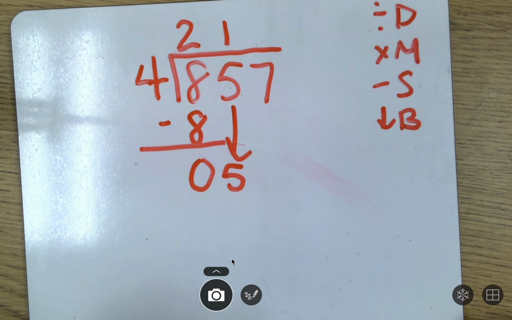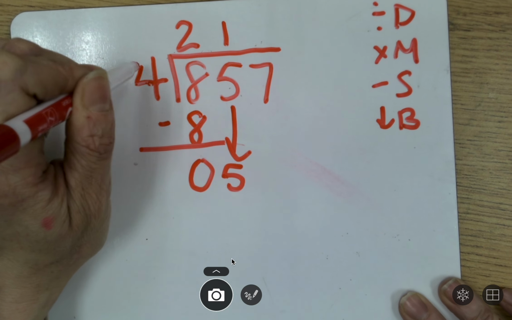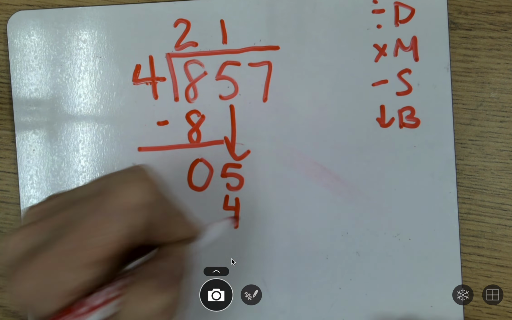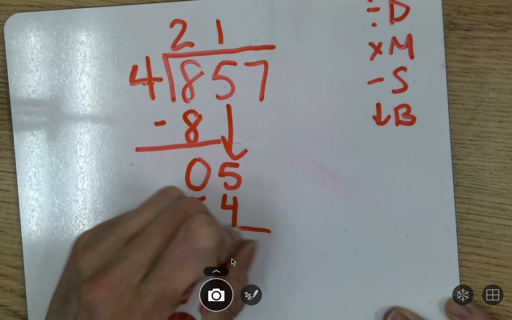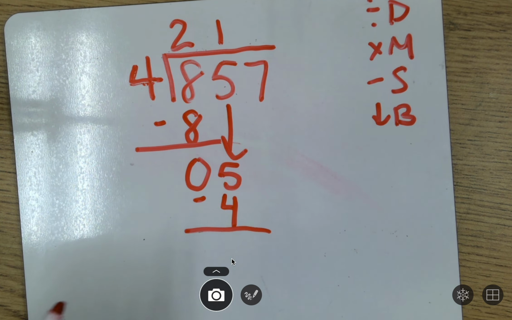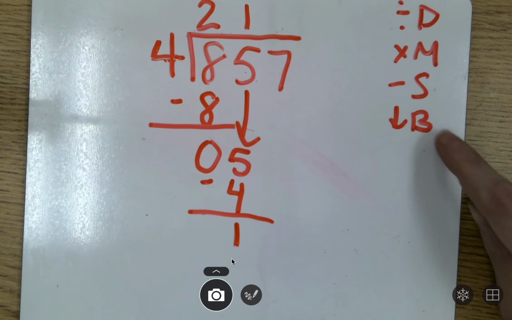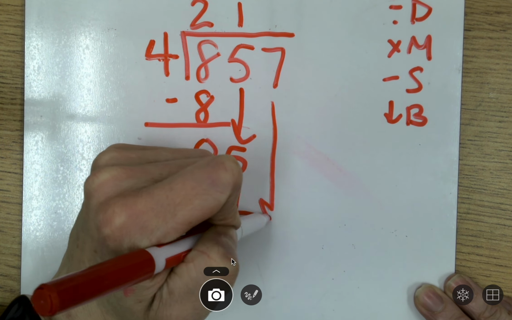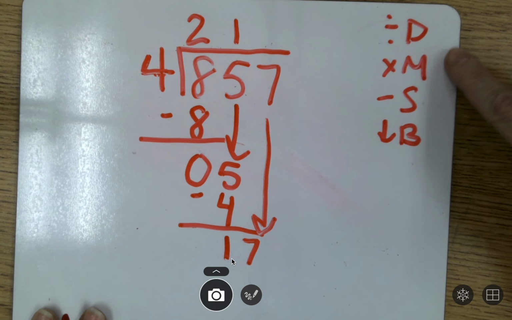And then we're going to multiply 4 times 1. Anything multiplied by 1 remains the same. So 4 times 1 is 4. I'm going to place the 4 under the 5. And then my next step is to subtract. 5 minus 4 is 1. So I'm going to put a 1 here. Next, bring down. Do I have another number to bring down? Yes. I'm going to bring down the 7. Voila. And then I'm going to work my way back to the top.